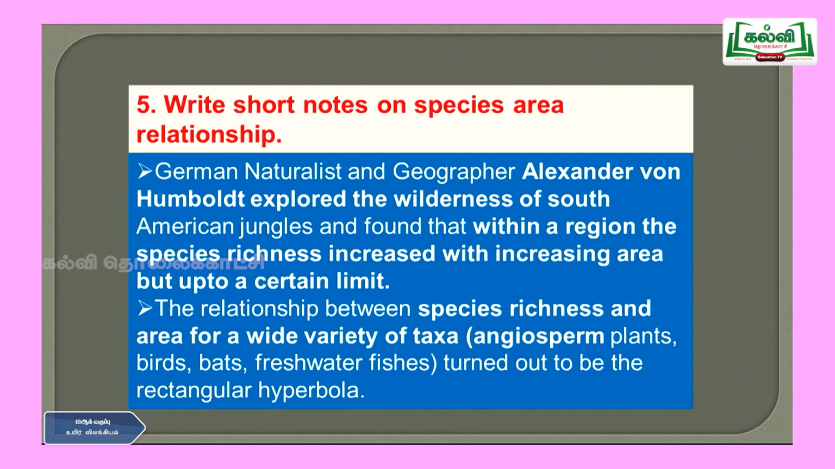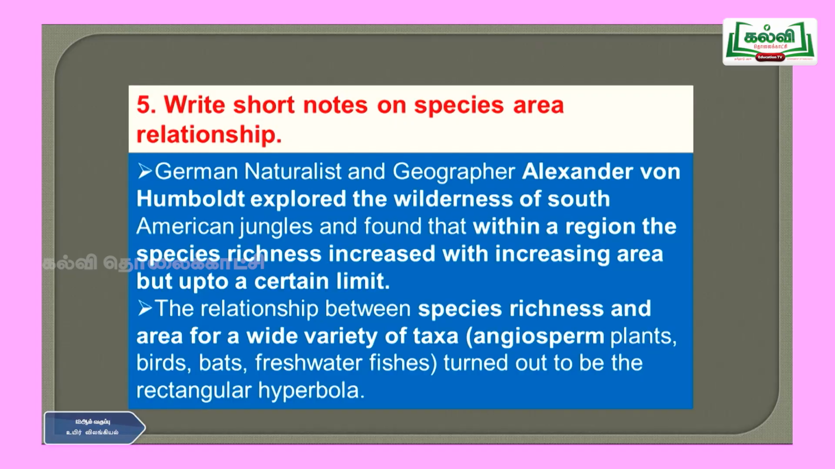That means when species were there in one particular area, as we move out of that place, the number of species reduces up to a limit. That means after some distance, those organisms are not there anymore. So that is the thing. The relation between species richness and the area for a wide variety of taxa, that is angiosperms or plants, birds, bats and freshwater fishes, all turned out to be a rectangular hyperbola.